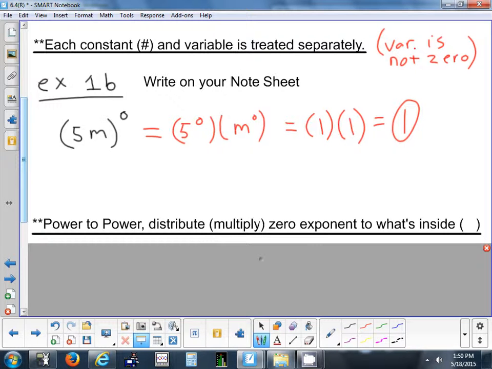Okay, this rule that Mr. Roy wrote right here is basically what we just did in the last problem. So you want to add that to your sheet. I didn't write the powers in, but what are the powers if you don't have them? 1, 1. So we multiplied the 0 exponent to the 1 on the exponent of the 5 and the 1 on the exponent of the m.